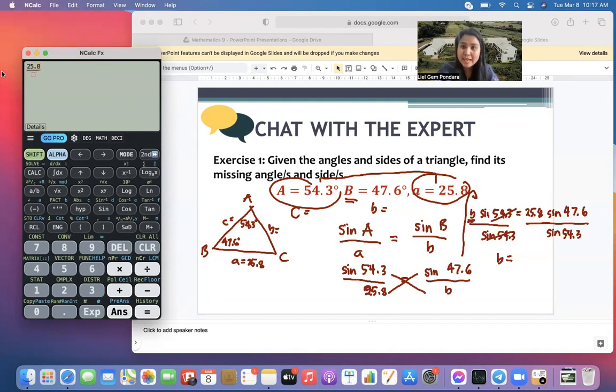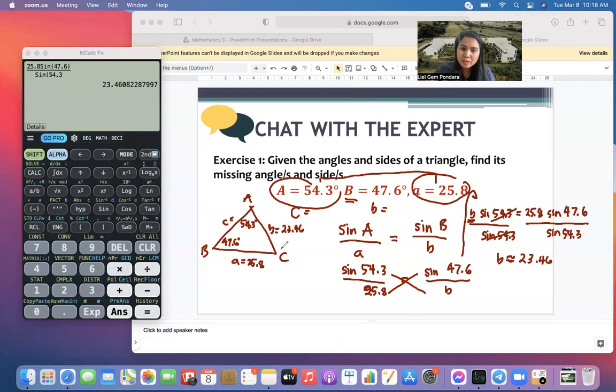You have 25.8, if you can see my calculator, sine 47.6 divided by sine 54.3. Here's our answer. You write it in 2 decimal places. We have B is approximately 23.46. So we now have B equals 23.46. We now have a complete A. We also have a complete B. Now we'll start solving for C.